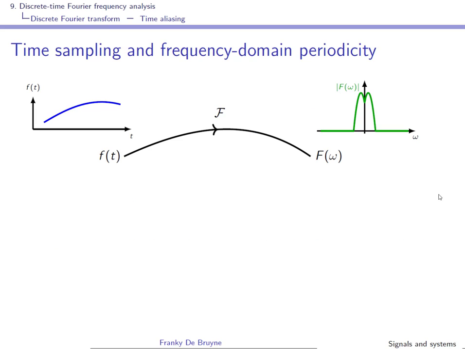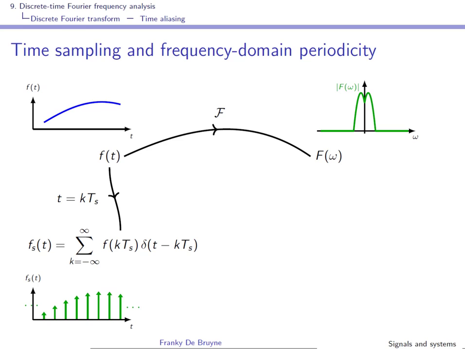So here's what happens if the continuous function is sampled in the time domain, and we'll see that there will be periodicity in the frequency domain. Here we're given this continuous time function f of t in blue. Its spectrum is shown here in green, the amplitude spectrum, and we assume that this amplitude spectrum is band limited. Then we sample the signal, and you remember that we do this using the Dirac comb, and we obtain here the sampled signal.